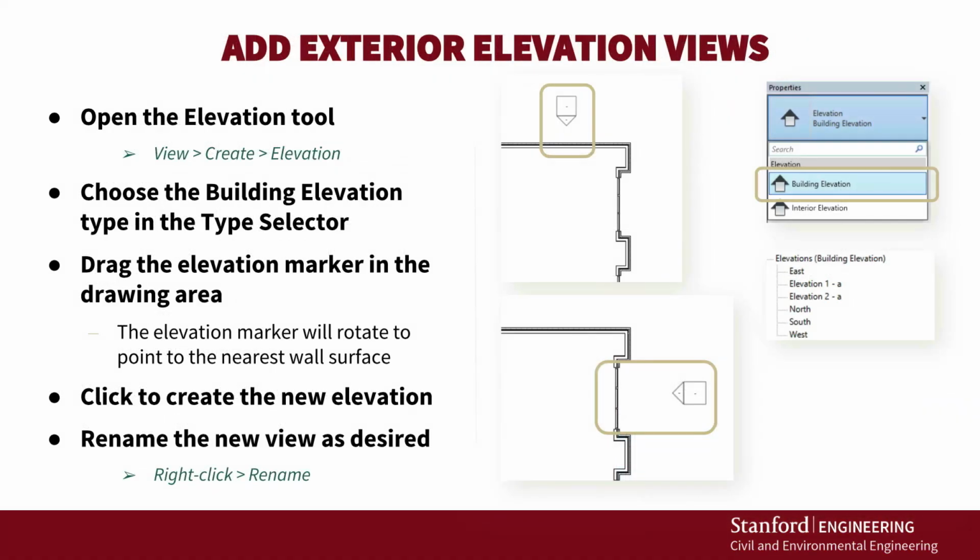To add new exterior elevation views, start by opening the Elevation tool. It appears under the View tab in the Create section. Next, you can choose the building elevation type in the Type selector and drag the elevation marker around in the drawing area. The elevation marker will rotate to point to the nearest wall surface, and then when you click, you'll create the new elevation at that point.